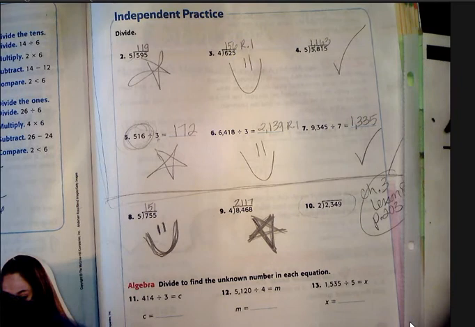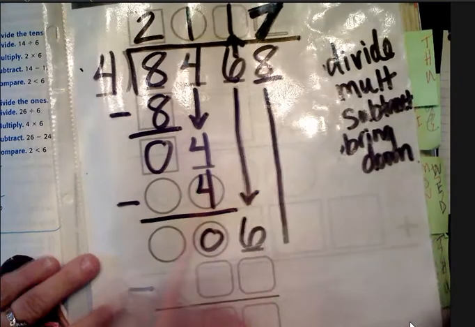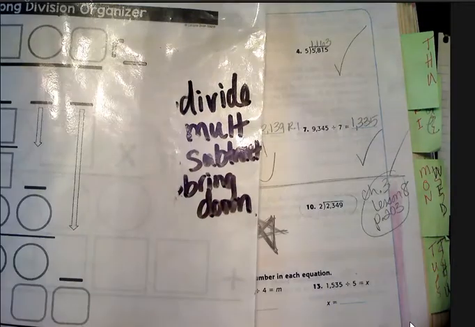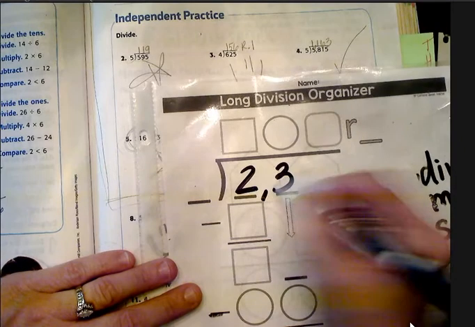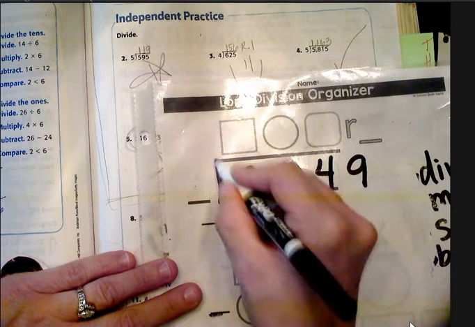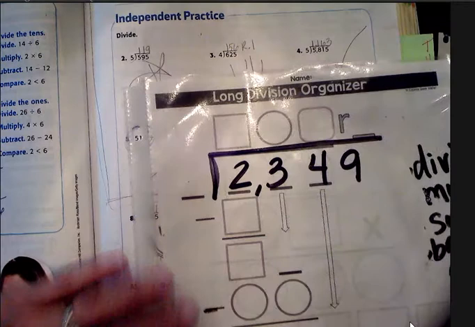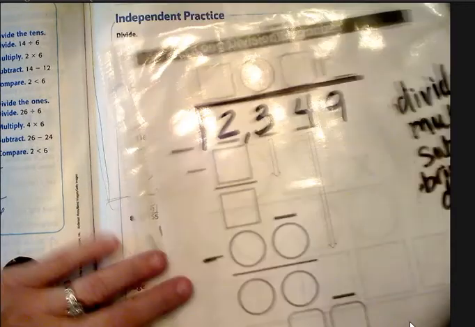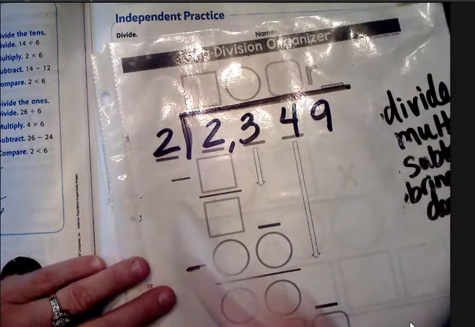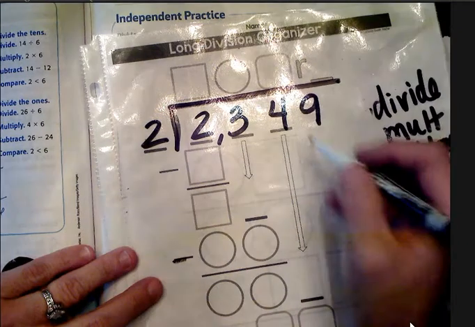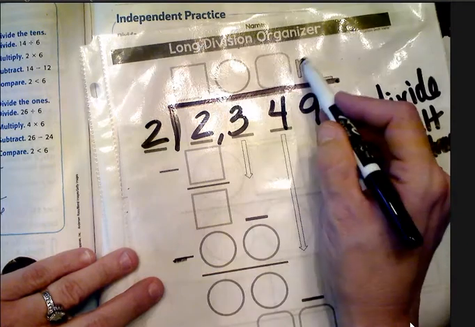Okay, let's do number 10 together. It's got 4 digits, so we're going to repeat 4 times. 2,349 divided by, remember I say that as I write it, divided by 2. 2,349 divided by 2. So we're gonna ignore this R right there.